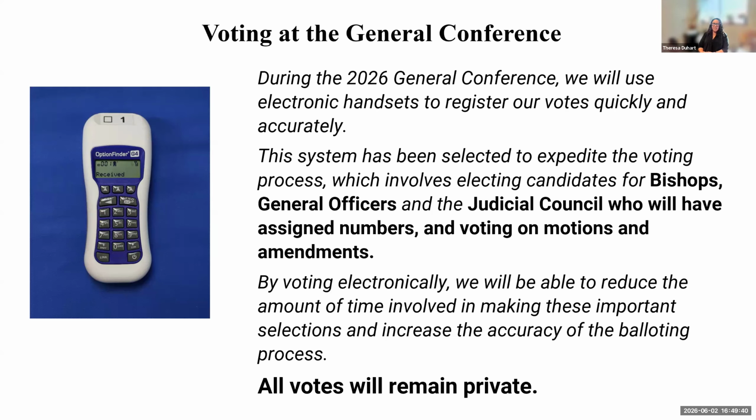This system has been selected to expedite the voting process, which includes electing candidates, as we said, for the bishops, general officers, and Judicial Council. They'll have assigned numbers, and we'll also be voting on motions and amendments. The key purpose of voting electronically is to reduce the amount of time involved in making these important selections, and also increase the accuracy of the balloting process. All votes will remain private, and that's really key.